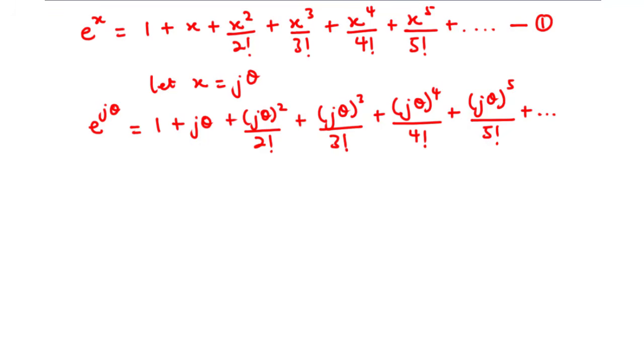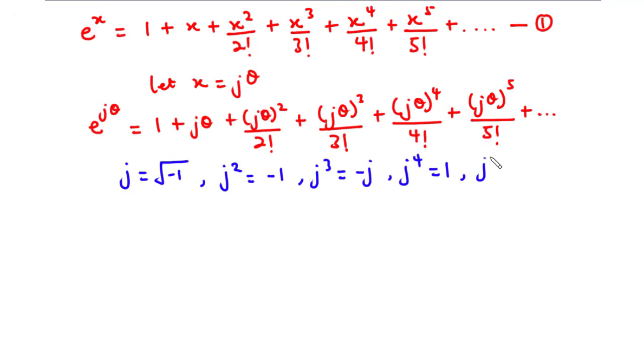Now in the previous video, we learned how to simplify the powers of j. We said that j is equal to the square root of -1. In that case, we have j squared equal to -1. j cubed is equal to negative j. j exponent 4 is equal to 1. And then for j exponent 5, you have j exponent 4 times j exponent 1. Now if j exponent 4 is equal to 1, then 1 times j is still j. Therefore, j exponent 5 is the same as j.